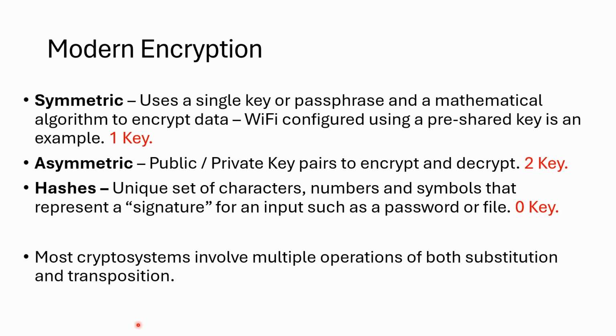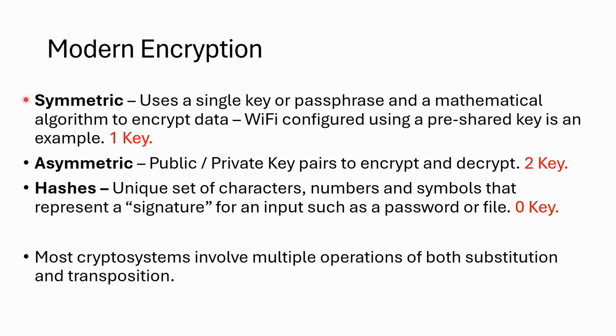So modern encryption systems are often described in three categories, defined by the amount of keys they have. This last bullet here, most crypto systems involve multiple operations of both substitution and transposition to provide diffusion and confusion. So a lot of the simpler ciphers will use either just transposition or just substitution. But AES, for an example, which we'll briefly go over, uses both of those principles to be a secure algorithm.